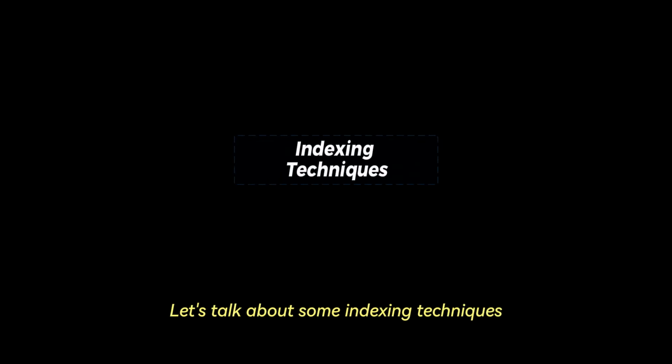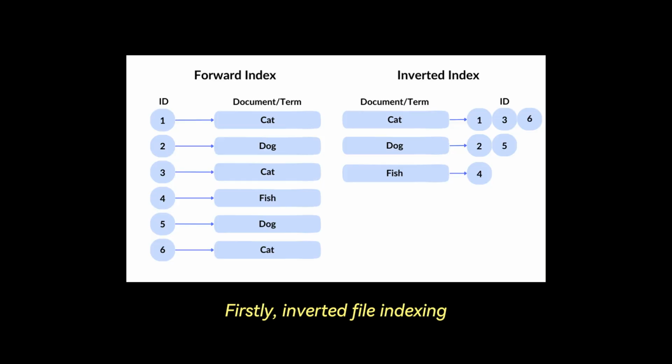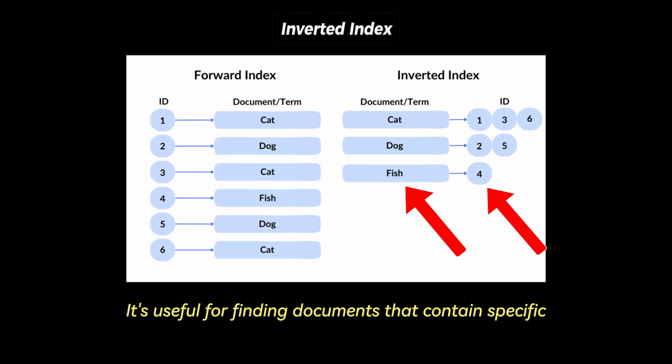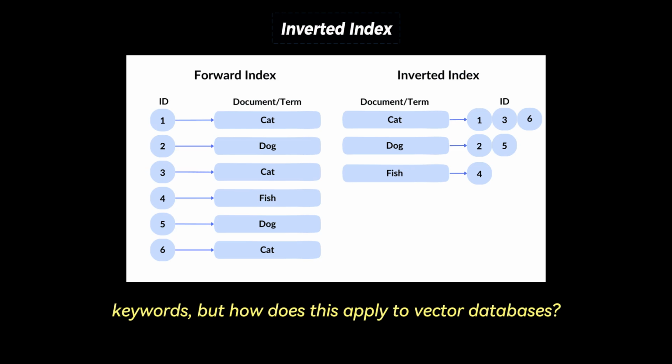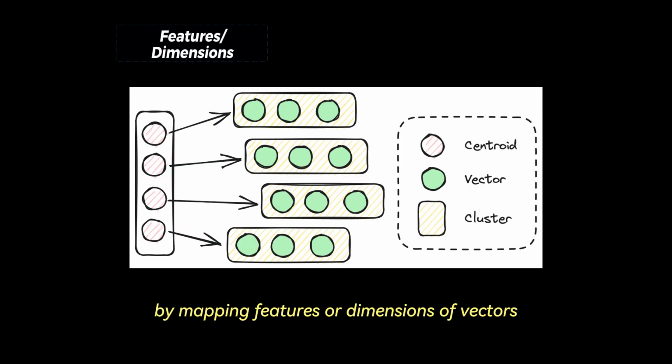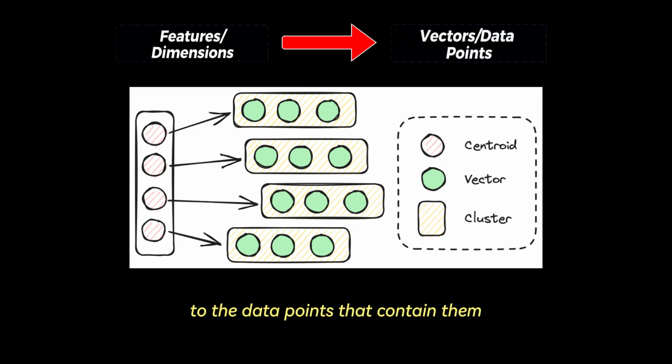Let's talk about some indexing techniques in vector databases. Firstly, inverted file indexing. In traditional text search engines, an inverted index maps terms to documents that contain them. It's useful for finding documents that contain specific keywords, but how does this apply to vector databases? In the case of vector databases, the inverted index can still help by mapping features or dimensions of vectors to the data points that contain them. Instead of searching for exact terms, the database indexes the vector features that are important for similarity comparisons.